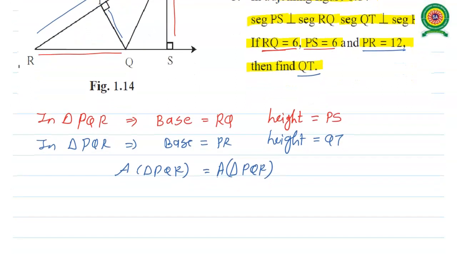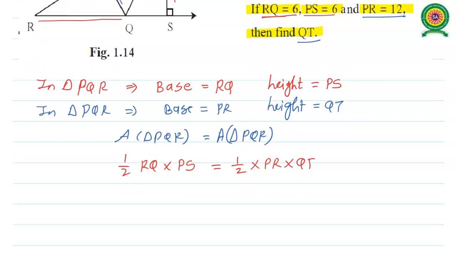Now once we consider base and height to be RQ and PS respectively, we have half times base into height as the area of triangle PQR. And once we consider base to be PR and height to be QT, we have half times PR into QT as the area of triangle PQR.